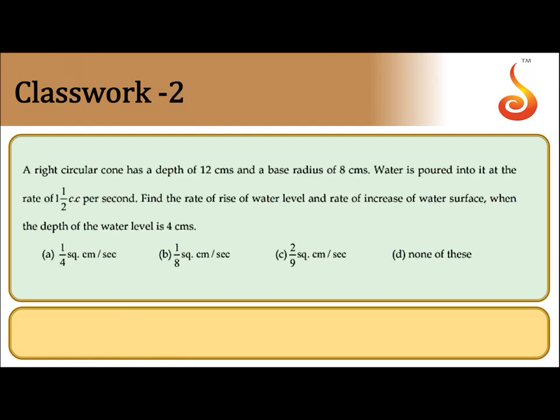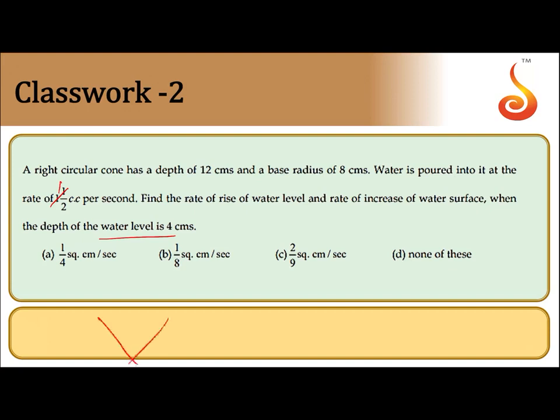Proceeding to the second one. A right circular cone has a depth of 12 centimeter and the base radius is 8 centimeter. Water is poured into it at the rate of, I hope it is half, it's not 1.5, half cc per second. Find the rate of rise of the water surface area when the depth of the water level is equal to 4.